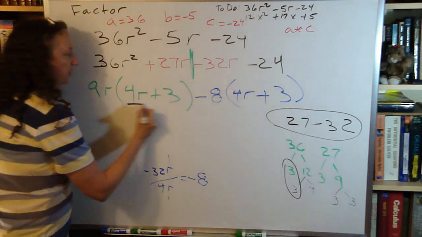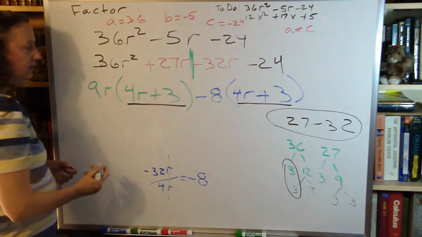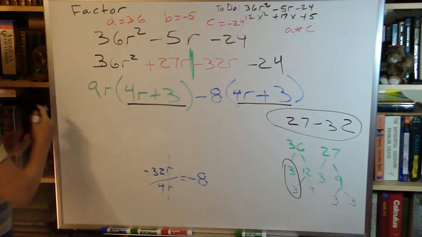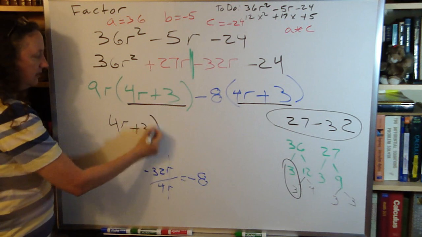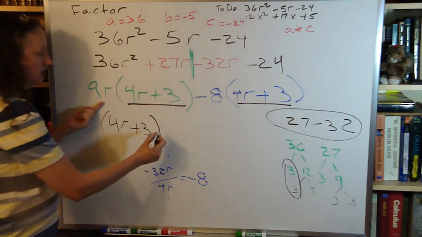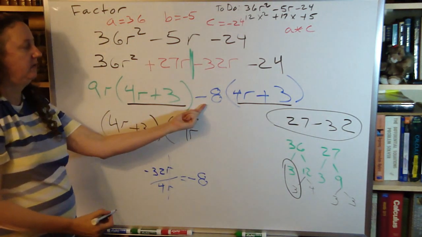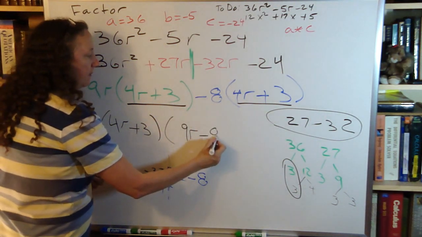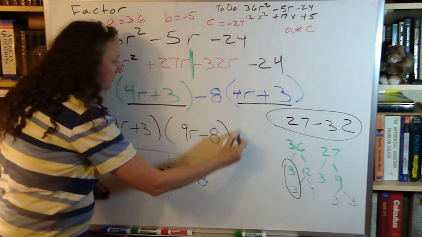I have the same thing inside each set of parentheses, so I am factoring that out. What I'm left with outside is this 9r here, minus 8. I now have my answer.